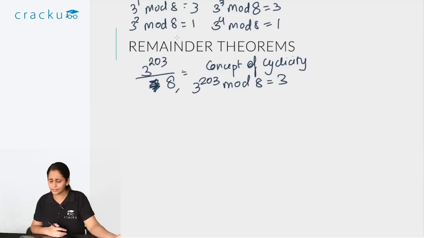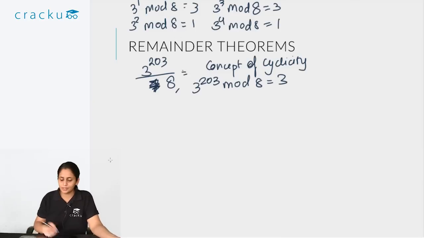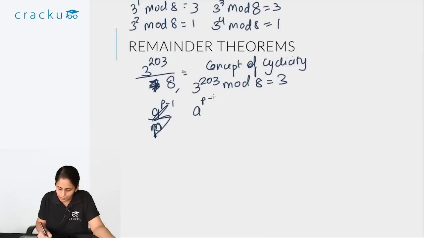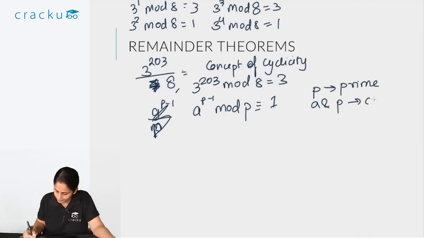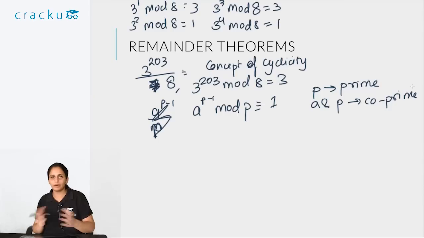Now the second concept that you can use is Fermat's theorem. According to Fermat's theorem, a raised to p minus 1 mod p is equal to 1. Here p is a prime number and a and p are co-prime to each other. So what does co-prime mean? That is, a is not a multiple of p essentially, and there is no common factor between them.